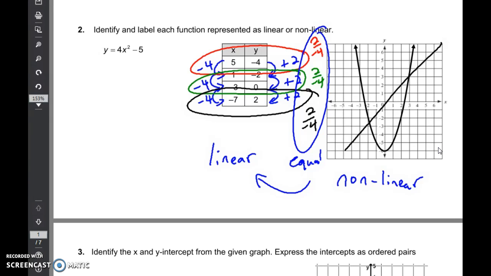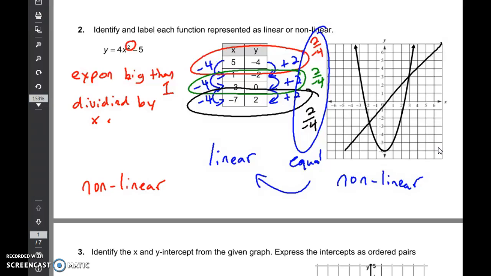The first one is the trickier one. Those of you that know your rules recognize with an exponent of 2 it's not linear. So there's a few tricks on not linear, and I'll just remind you of them here. Exponents bigger than 1 are not linear. Dividing by x or y is not linear. Multiplying x times y is not linear.